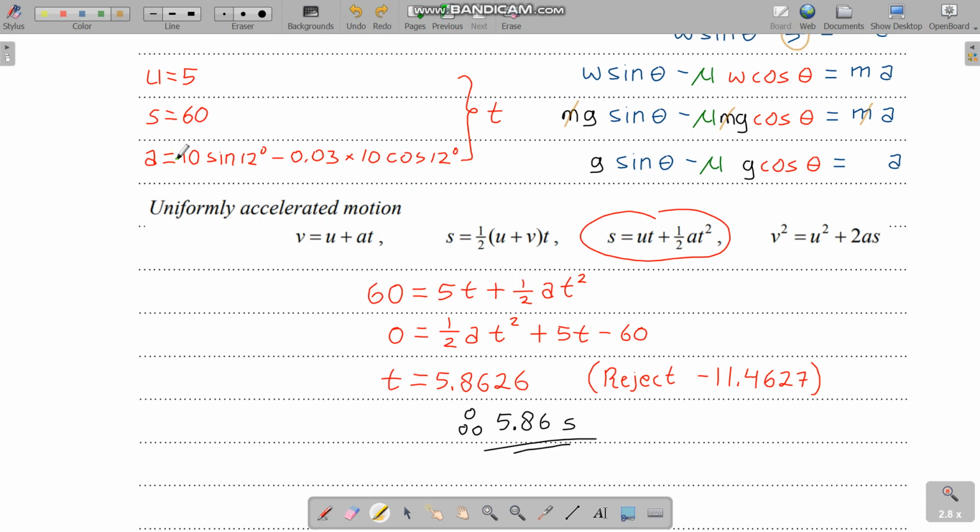Okay, so now we plug in, we have this equation, we subtract 60 from both sides, and we have a quadratic. You can solve the quadratic using the quadratic solver in the calculator, or you can use the quadratic formula, and you will get t equals this. Reject the negative time. So that's the final answer in 3 significant figures.